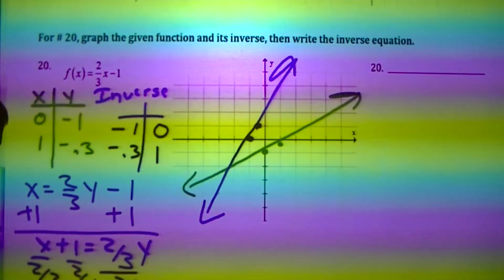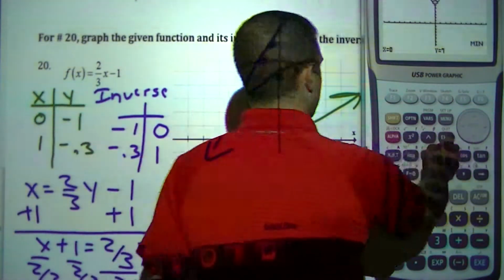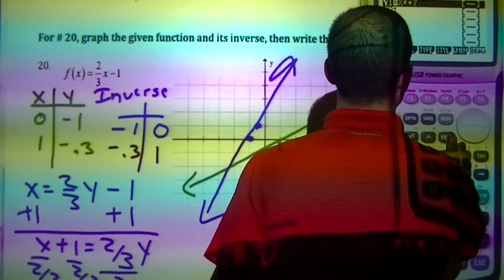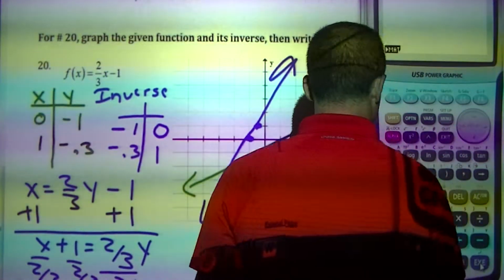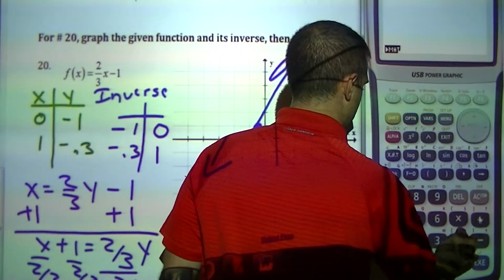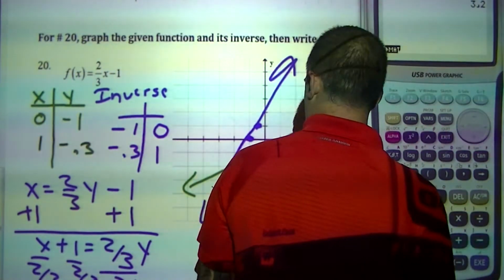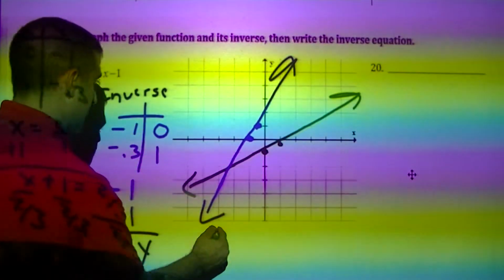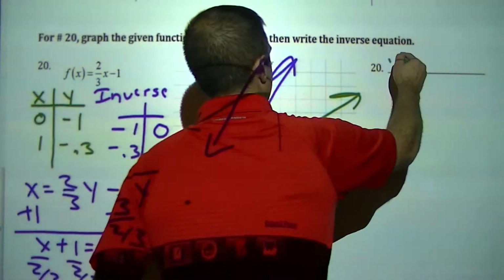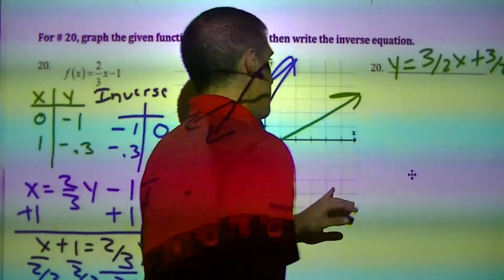Now this can get tricky from a numerical standpoint. Let me go menu. All right. You can do 1 divided by 2/3. Make sure you use parentheses. All right, I get 3/2. Okay. The next one is going to be also 1 divided by 2/3. It's going to be 3/2. So this inverse, okay, is y equals 3/2 x plus 3/2. Okay. You can do it that way.